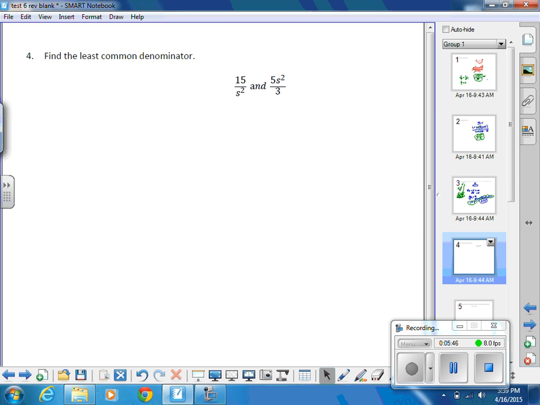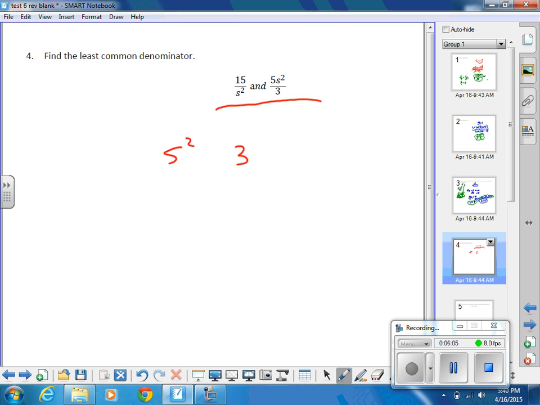This one says find the least common denominator. They don't want me to solve, they don't want me to add or subtract, I don't have to worry about any of that. I just need to figure out between these two what is the least common denominator. If I were to add or subtract, I would need to find... well, look at their denominators, x squared and 3. You need to see, do they have anything in common?